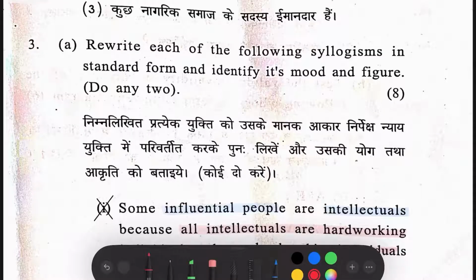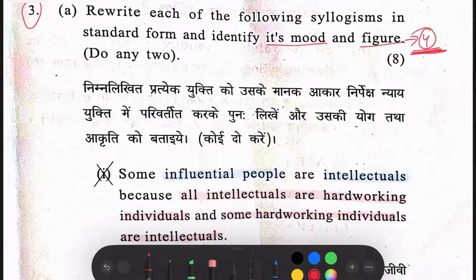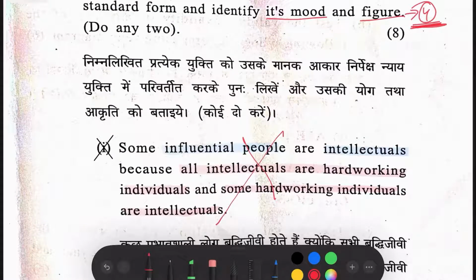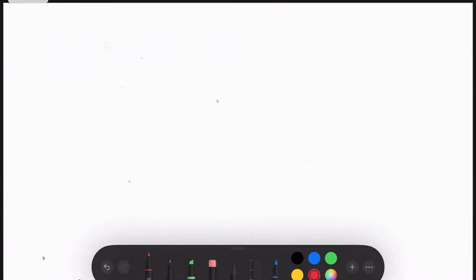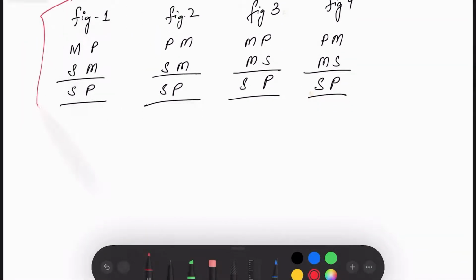Next जो third question है उसमें what you have to do is rewrite each of the following syllogisms in standard form and identify its mood and figure. So in total we know we have 4 moods. So वो 4 moods आपका, 4 figures आपका काफ़ी important है. So first question आपका question ही गलत है, so you don't have to solve. Let's move to the figures.